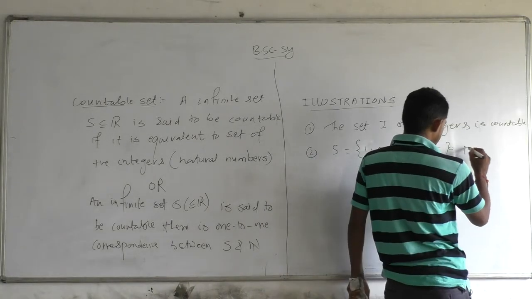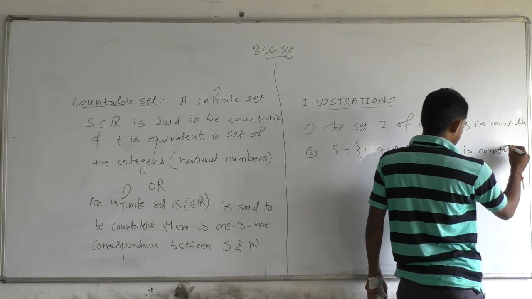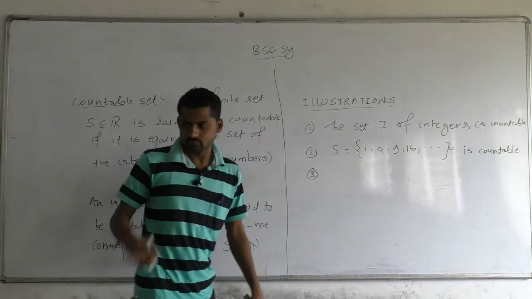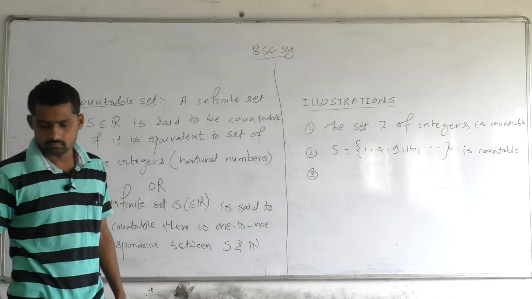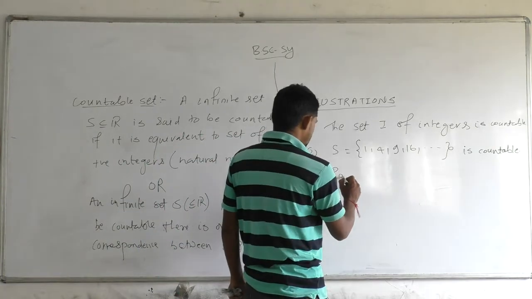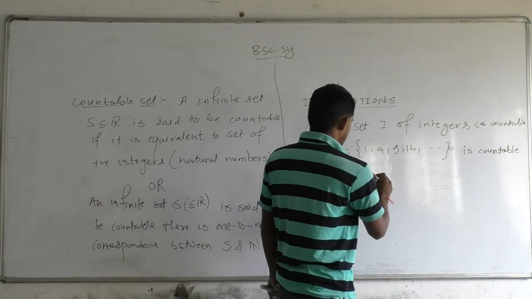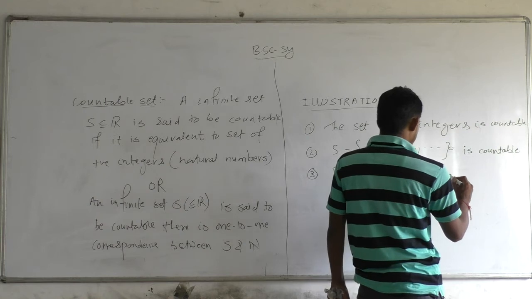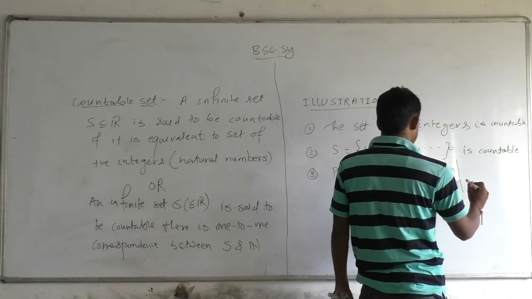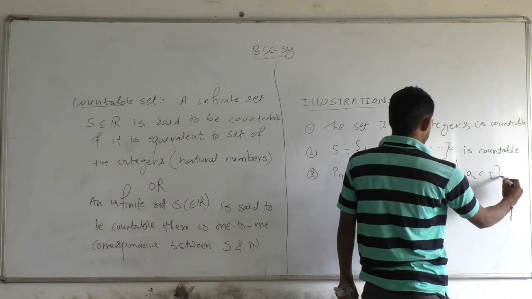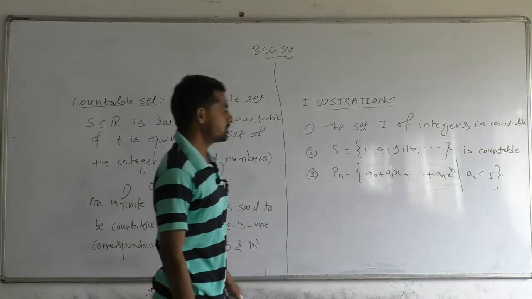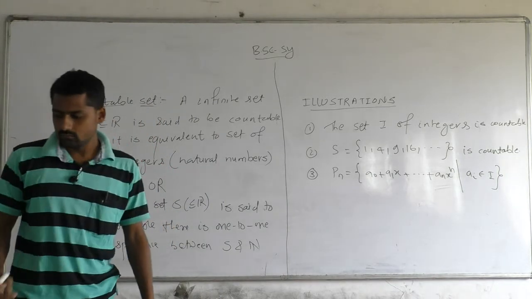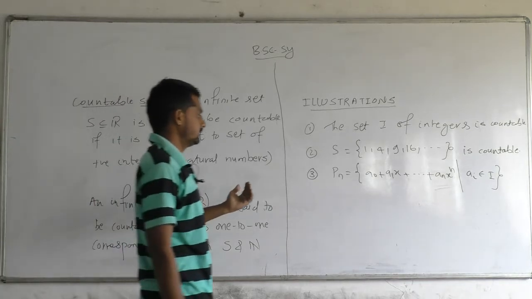This set is countable. Now third, Pn is the set of all polynomials a0 plus a1x plus dot dot dot plus an x raised to n, where the ai belong to the set of integers. The set of all polynomials of degree at most n.